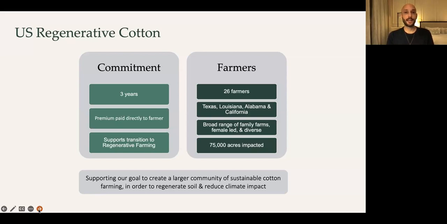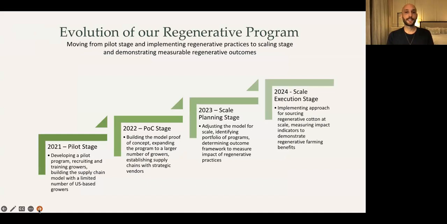If we move now to the next slide, we're going to look into a little bit more of the details of how we are approaching regenerative agriculture at J. Crew Group. We're moving away from what we initially called a pilot stage and into a scaling stage, demonstrating measurable regenerative outcomes. We started 3 years ago in 2021 with a very small group of growers, testing how we were going to build this program. In 2022, we moved to a proof of concept stage where we built the full model with strategic partnerships in our supply chain and expanded into a larger number of growers.